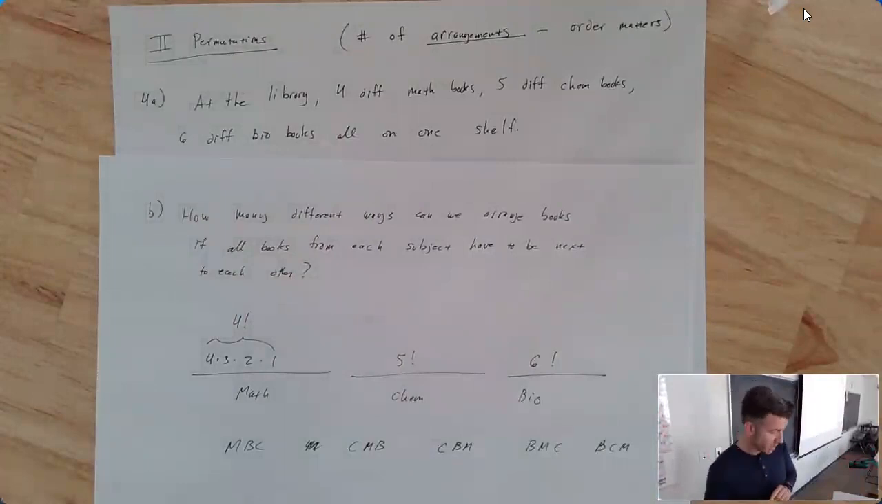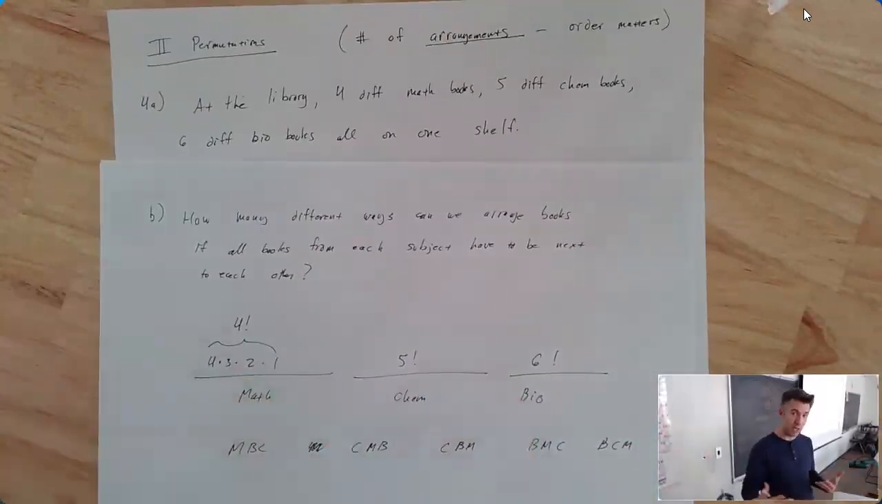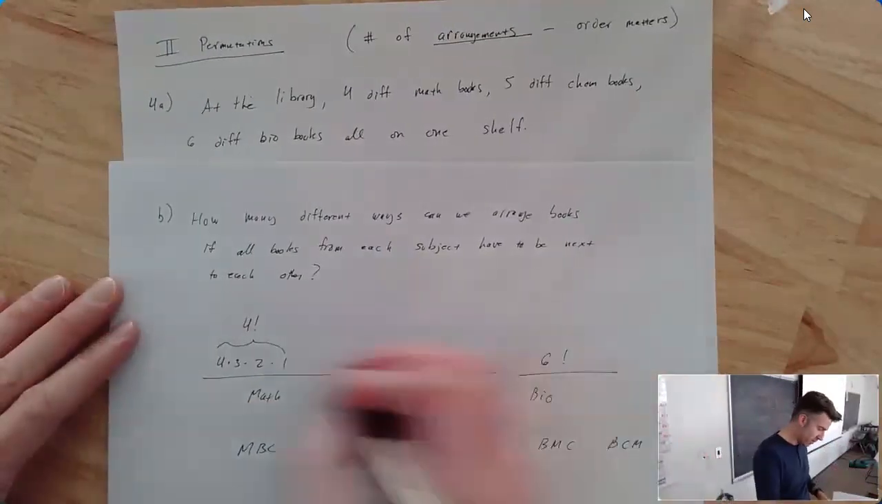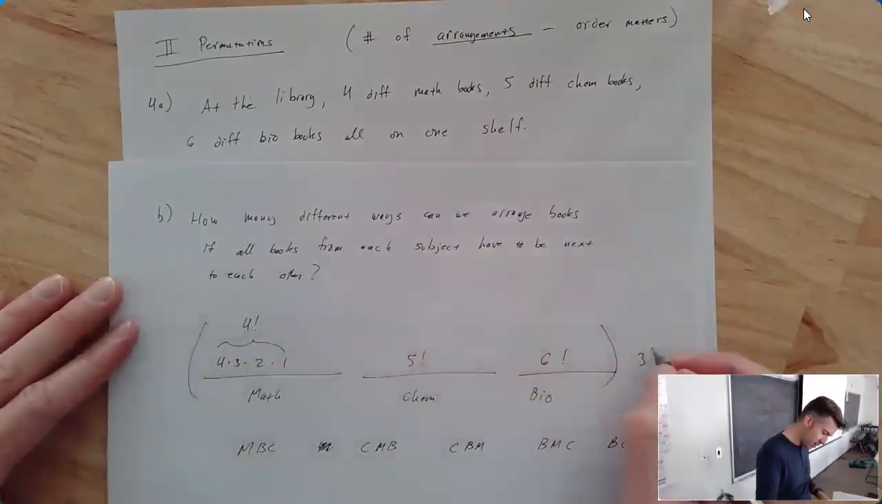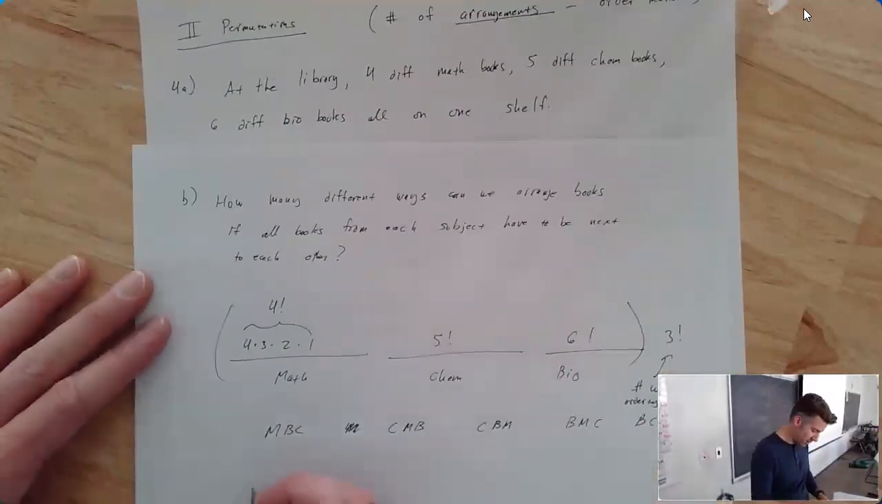That's definitely right. Now, another way to think about that number, which is 6, right? 1, 2, 3, 4, 5, 6, is you could just take the 3 subjects and say there's going to be 3 factorial ways of permuting them or ordering them. So we could take this number and just multiply it by 3 factorial, the number of ways of arranging the 3 subjects. So our final answer would be 4 factorial times 5 factorial times 6 factorial times 3 factorial.